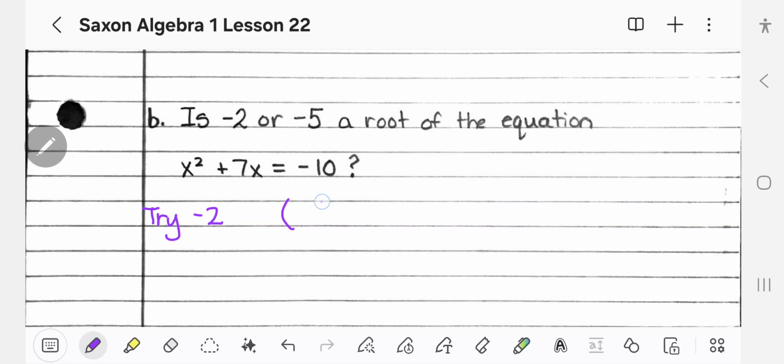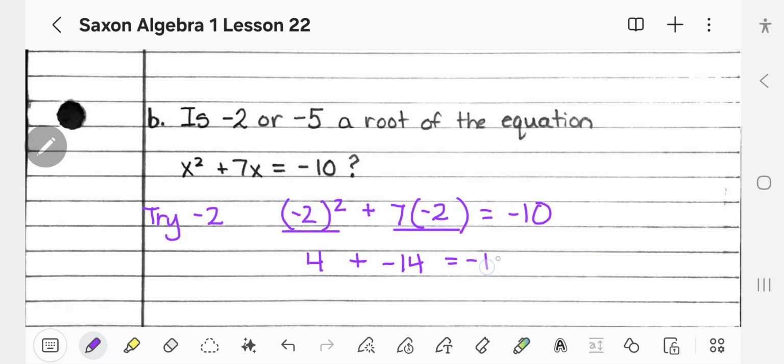We're going to copy down the equation with parentheses in place of the variable. And then we're going to substitute the value they gave us. And then we're going to use our order of operations. This is negative 2 times negative 2, which is a positive 4, plus this is negative 14. When you add these two, their signs are different, so you subtract them and get 10.